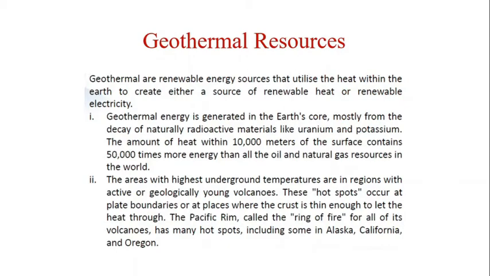Let us discuss the geothermal resources which are available. Geothermal resources are renewable energy sources that utilize the heat within the earth to create either a source of renewable heat or renewable electricity. Geothermal energy is generated in Earth's core mostly from the decay of naturally radioactive materials like uranium and potassium. The amount of heat within 10,000 meters of the surface contains 50,000 times more energy than all the oil and natural gas resources in the world.